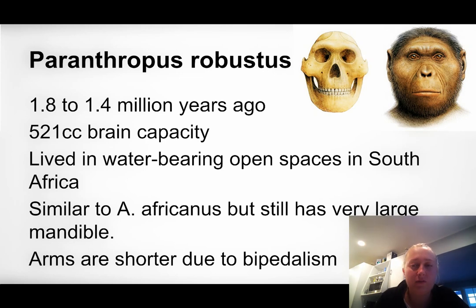The arms, when you look at the fossils of these guys, are actually shorter than their legs. When we look at chimpanzees, they spend some of their time in trees and some of their time bipedal. Their arms are actually quite long in comparison to their legs. In this one, we're starting to see the arms get shorter, and that's because they're becoming more bipedal, walking more. They don't need their arms for knuckle walking.